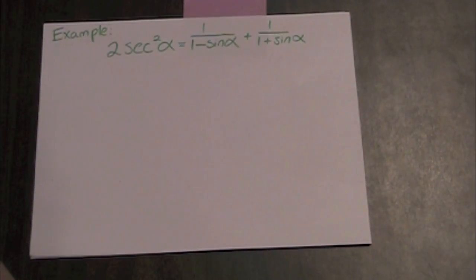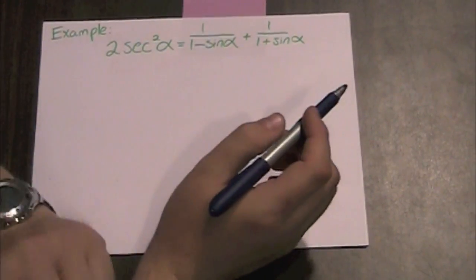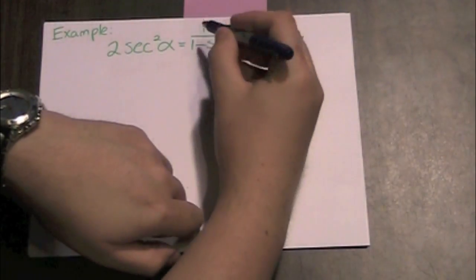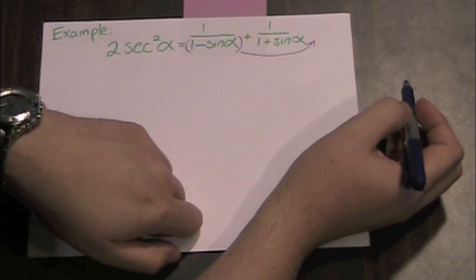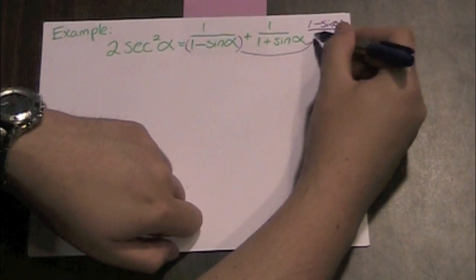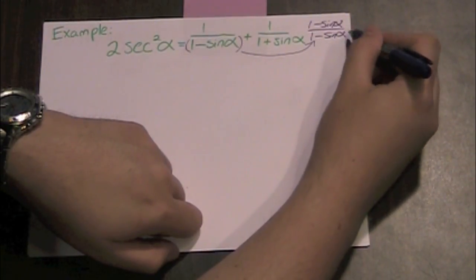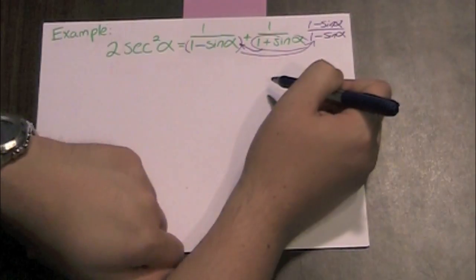Let's take a look at another identity that we're going to verify. This time we're dealing with a couple of trig-based fractions and a secant squared related identity. So, I don't like the look of those fractions. Let's see if we can combine them into one by finding a common denominator. To do that, I'm going to multiply my right fraction by 1 being 1 minus sine alpha over 1 minus sine alpha. And I'll do a similar thing on the left fraction, this time by 1 plus sine alpha.